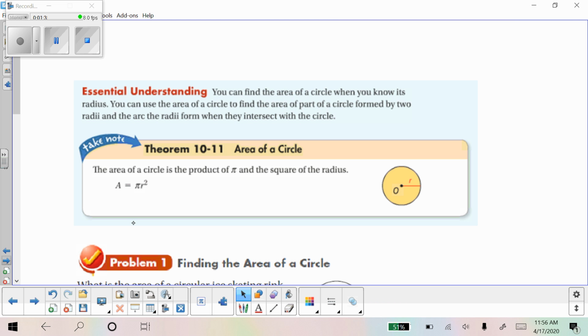So just a quick review, the area of a circle is pi r squared. Generally, we're going to leave our areas in terms of pi here. So if this radius was, say, 5, then we would give the area as 25 pi.